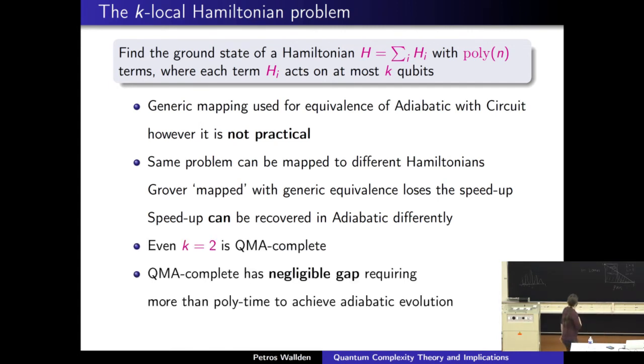OK, so now I'm coming to this. Actually, even k equals 2, the 2-local Hamiltonian, is QMA complete. And here is the catch. It's QMA complete if you allow for a negligible gap, a gap that is even smaller than 1 over a polynomial. If you have a gap that is 1 over an exponential, it's really, really small, then it's QMA complete. But of course, if you wanted to do this with adiabatic evolution, to ensure that you don't jump, if there is really such a gap, you need exponential time to evolve it, and then it will no longer be a polynomial time algorithm. So yeah, that's the catch.